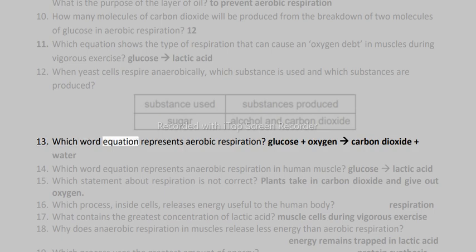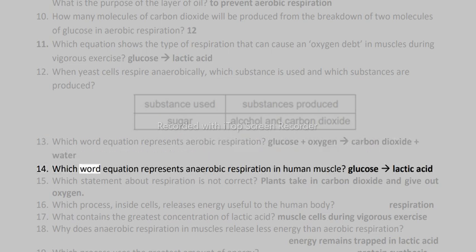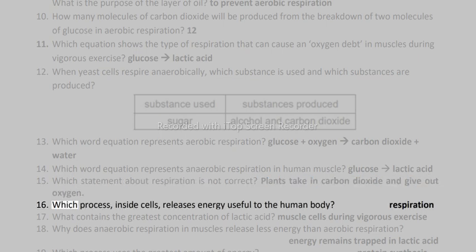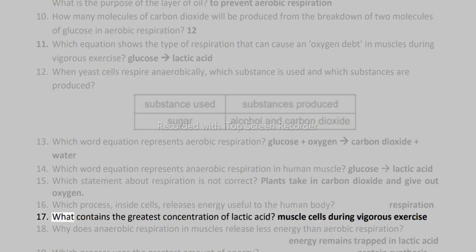13. Which word equation represents aerobic respiration? Glucose plus oxygen gives carbon dioxide plus water. 14. Which word equation represents anaerobic respiration in human muscle? Glucose gives lactic acid. 15. Which statement about respiration is not correct? Plants take in carbon dioxide and give out oxygen. 16. Which process, inside cells, releases energy useful to the human body? Respiration. 17. What contains the greatest concentration of lactic acid? Muscle cells during vigorous exercise.